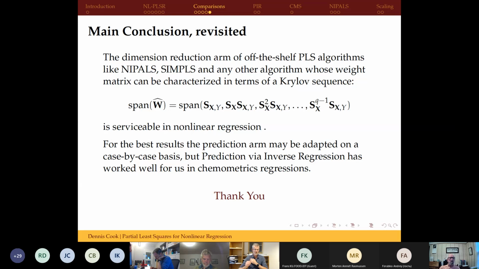So, the main conclusions revisited. The dimension reduction arm of off-the-shelf PLS algorithms, like NIPALS and SIMPLS, and any other algorithm whose weight matrix can be characterized in terms of a Krylov sequence, is serviceable in nonlinear regression. It seems to work really well for the reasons that I outlined. For the best results, the prediction arm may be adapted on a case-by-case basis, but prediction via inverse regression has worked well for us in chemometrics regressions. The prediction via inverse regression, of course, is described in detail in the paper that I cited previously.